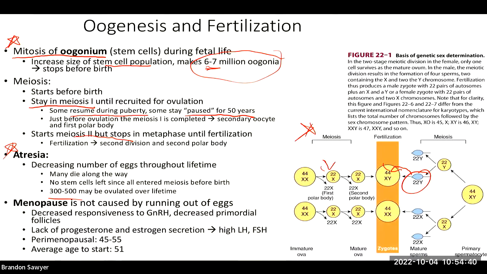That was initially one of the ideas of what might be leading to menopause, when a woman runs out of eggs. That's definitely not the case, but it has more to do with the responsiveness of those egg cells and the ovaries to GnRH, gonadotropin releasing hormone. So during menopause, there's definitely a lack of estrogen and progesterone secretion because of that lack of responsiveness to GnRH, which then eventually can lead to high LH and FSH. And that's what we see with menopause. The perimenopausal age is somewhere around 45 to 55, and the average age to start menopause is right around 51. So that's a quick overview on that.